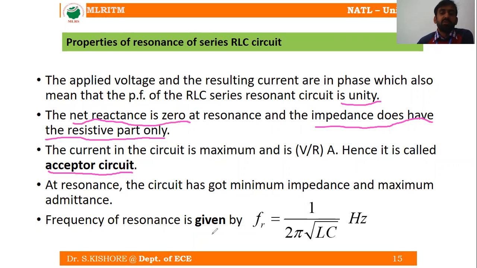The frequency of resonance is going to be given by Fr is equal to 1 by 2 pi root over LC in terms of hertz, or in terms of radians, it is nothing but 1 by root over LC. And the quality factor, you know, is 1 by R root over L by C. The bandwidth is equal to Fr by Q, which is equal to R by 2 pi L hertz or R by L radians. So these are the different properties of your series resonance circuit.